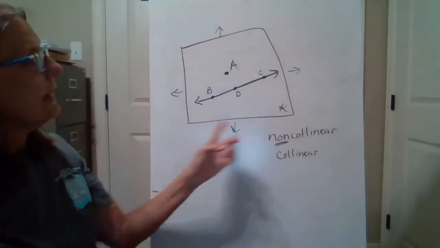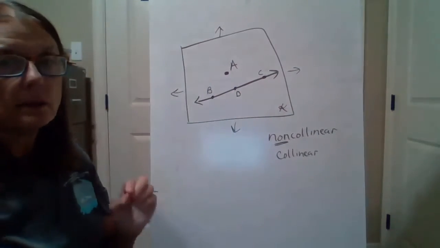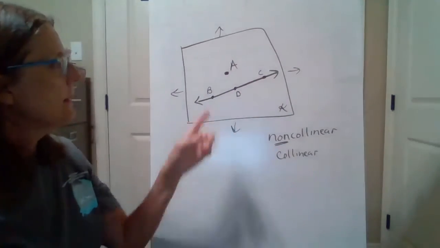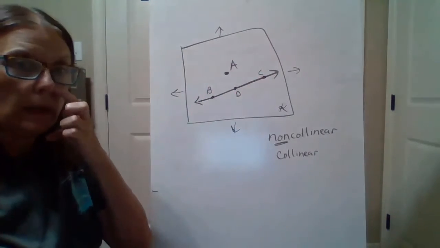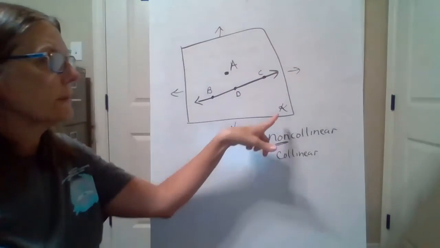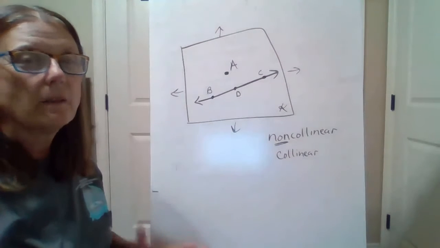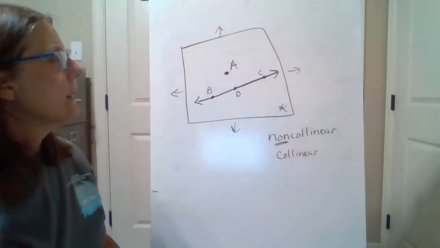This would be called plane K, but I can also call it plane BAC. So any 3 non-collinear points will name a plane. It's kind of confusing, but you'll get the hang of it.